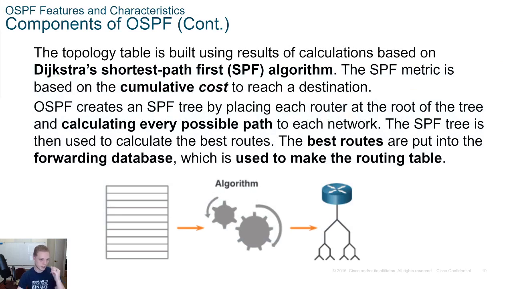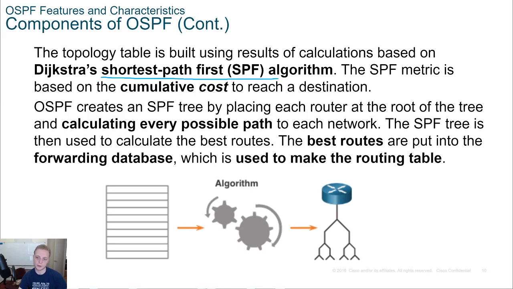So we're going to use the Dijkstra algorithm. The J is silent. The Dijkstra algorithm, or also the SPF or shortest path first algorithm, to determine the best path. So we're going to add up all the costs of the links. So if this link is 2 and this link is 4 and this link is 5, we're just going to add them together. It's very simple math, right? So that's 11. Very simple. It's not super complicated.